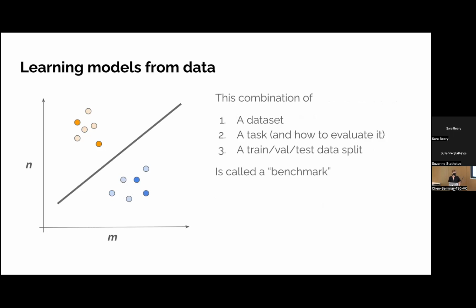So that combination of some data set, a task, and how to evaluate it. Here the task is orange versus blue, and our evaluation is, did you get it right, orange versus blue? But obviously evaluation can be much more complicated, and we're going to be talking about evaluation early next week and some of the complexities when it comes to your type of ecological tasks. And then this train, validation, test split, where you have something that you're using to fit the parameters or train your initial model, something that you're using to select the best possible model, and then ideally this test set that you only look at after you've chosen a model, and then you don't get to make any more changes. That is called a benchmark.